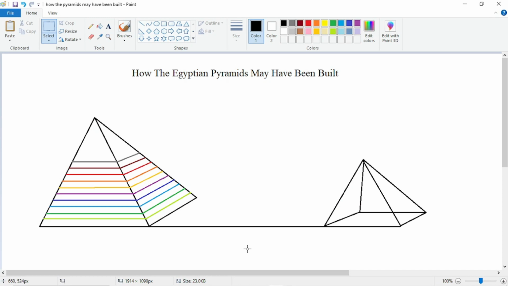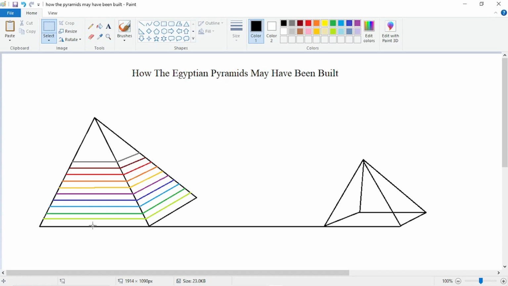Alright, here is my third example of how I think the pyramids may have been built. I've had two previous videos on this, and I think this is pretty much the second idea. I'm just showing it in more of a three-dimensional way.